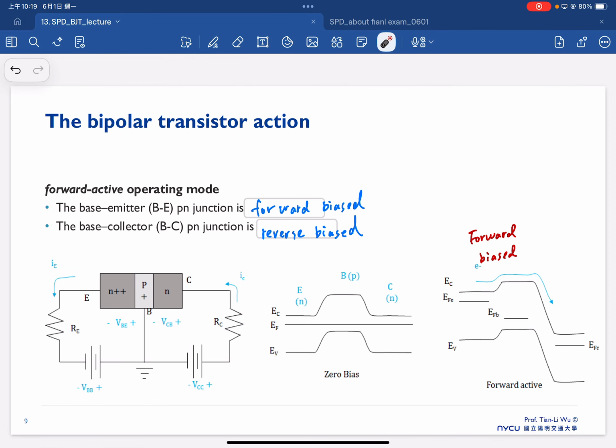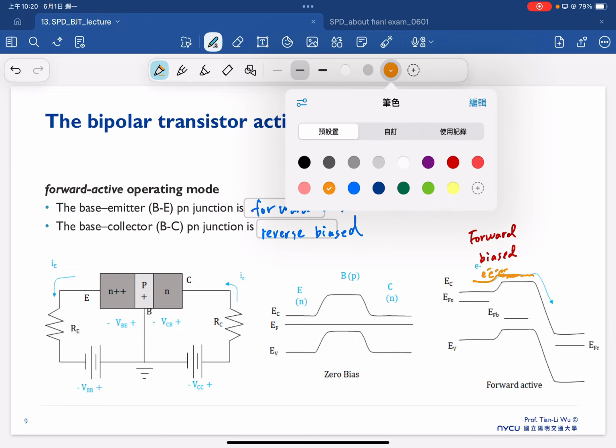And therefore the barrier between the P and N is reduced. So once the barrier is reduced, the electrons are able to cross these barriers. Because the barrier is reduced, electrons start to cross these barriers and start to reach the collector side.